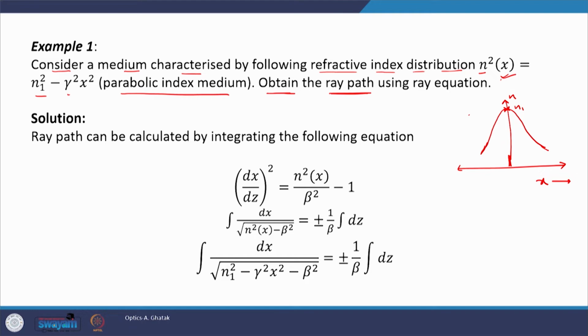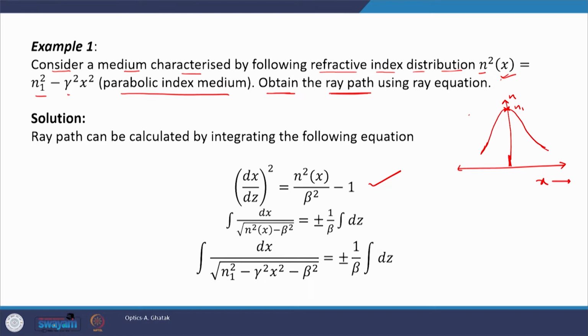Then how to do this? We will first start with the ray equation itself. This is the ray equation, given here with this expression. Now we want to find the ray path. To find the ray path, we will of course have to integrate this ray equation. Therefore integration is performed here. It is a first order differential equation, therefore we will have to integrate it only once to get the equation.